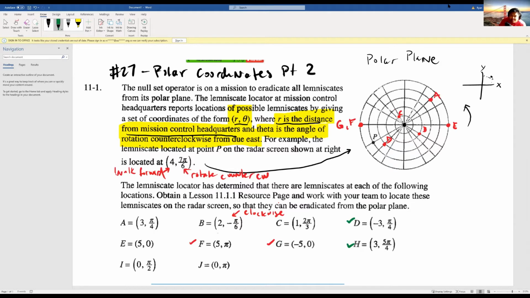(0, pi/2). Ooh, (0, pi/2). That's interesting.